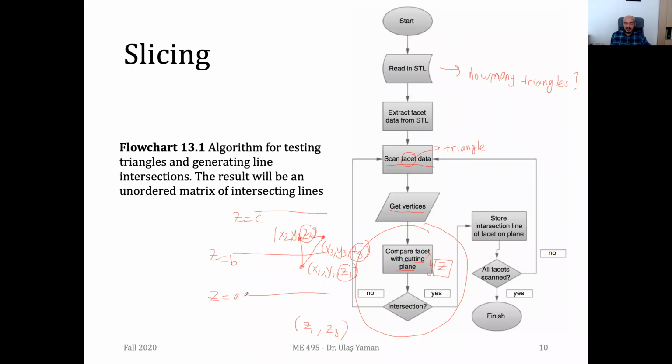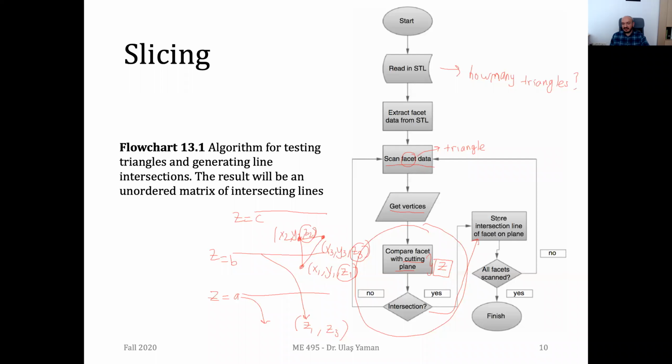If the slicing plane has a z value which is lower than this range, then we will say that there is no intersection. And if it's higher than that range, we will again say the same: there is no intersection. But if that z value is in the range, then I can say that there is an intersection. So I should continue this operation.